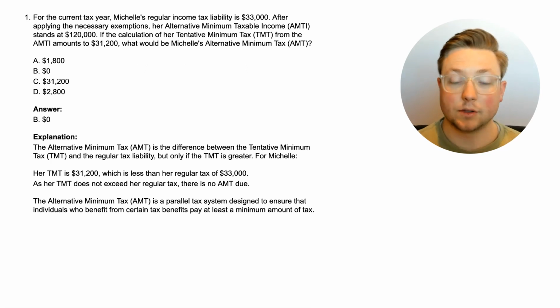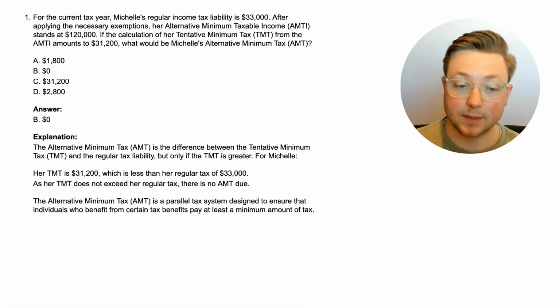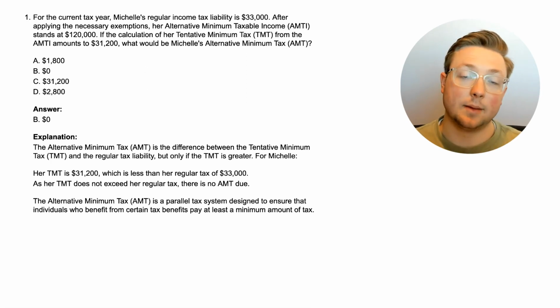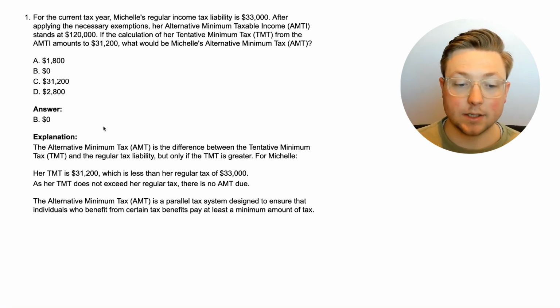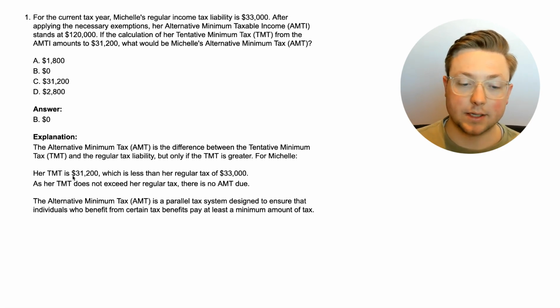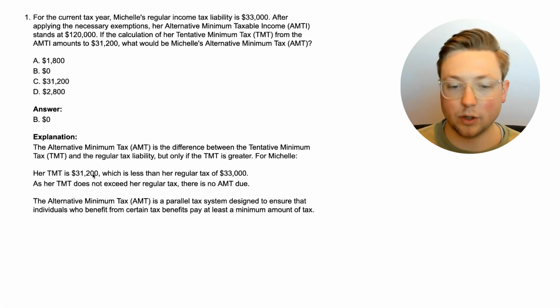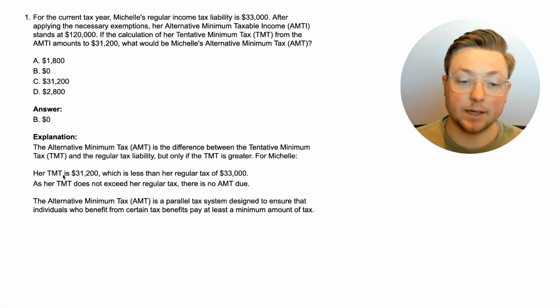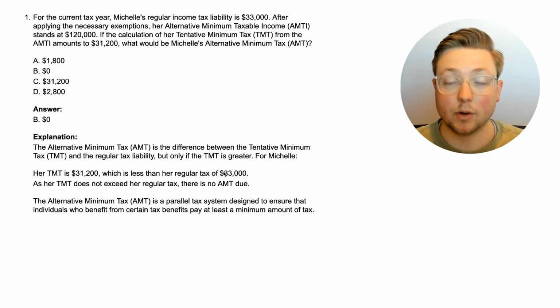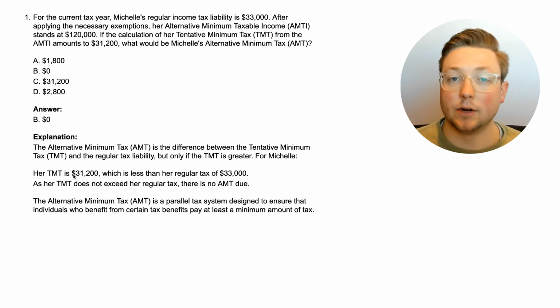So let's learn why. The alternative minimum tax is the difference between the tentative minimum tax and the regular tax liability, but only if the TMT is greater. So it's not the tax liability less the TMT, it's the TMT less the tax liability. In this case, her TMT is not bigger than her regular tax liability. So subtracting the regular tax liability from the TMT would give you a negative number, which is not what we're looking for. So you just don't have any AMT. However, if this was reversed, if the TMT was $33,000 and the regular tax was $31,200, then it would be $1,800 of AMT.